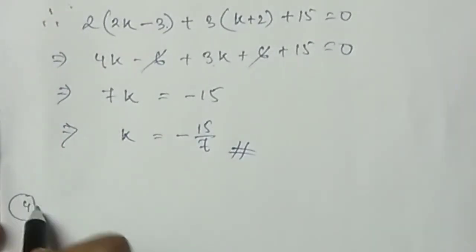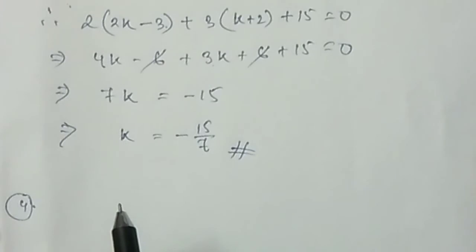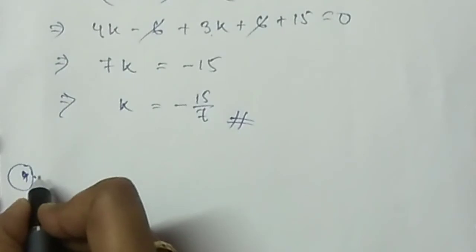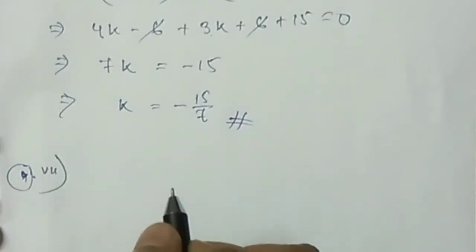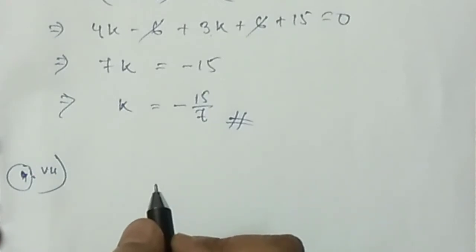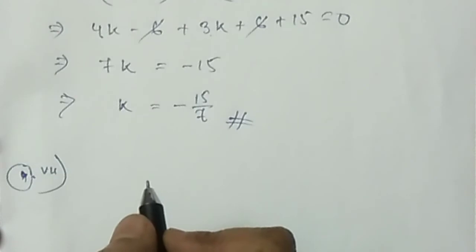One more sum I am showing you. Other questions you can solve. Here question number 7. It is asked, write the condition under which the graph ax plus by plus c passes through the origin.